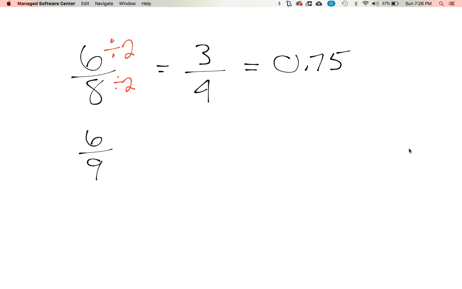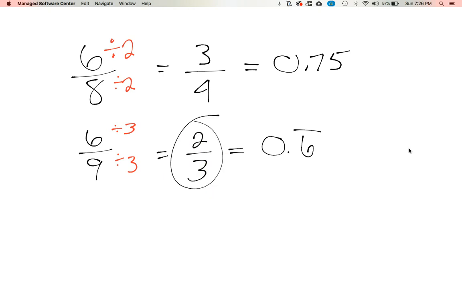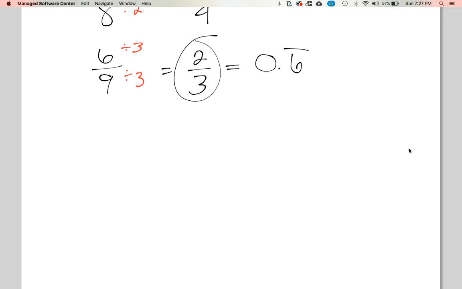But if we did 6/9 and divided them both by 3, now we get 2/3, but that is not the best decimal to write. We would be forced to round that, and it's just not as accurate as keeping it in this form. I prefer to write my answers as fractions because it's the most accurate way to write that number, and we really don't write this repeating symbol too much once we're out of who knows what grade. So the same thing applies.